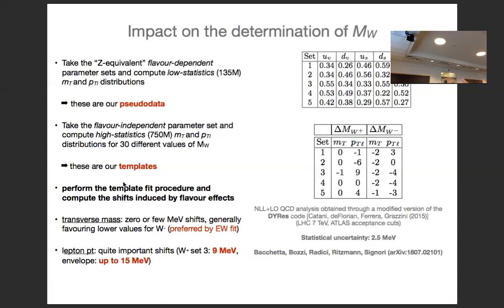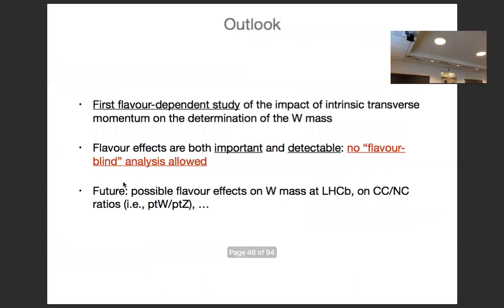And so we think that this is evidence that you cannot perform a flavor blind analysis anymore, but you have in some way to include flavor in your high precision measurement, because the impact is comparable, for instance, to the PDF. As you have seen, the PDF uncertainty quoted was 10 MeV, here you have 9. So it is a comparable effect to that of the PDF. So no flavor blind analysis should be allowed anymore.